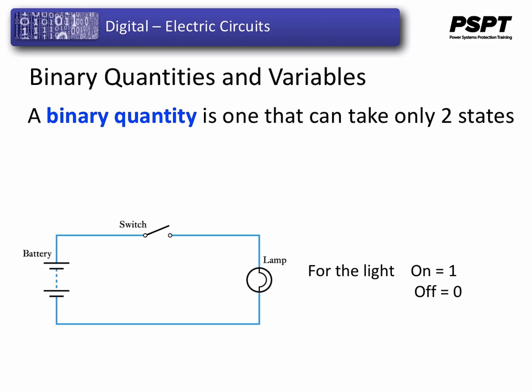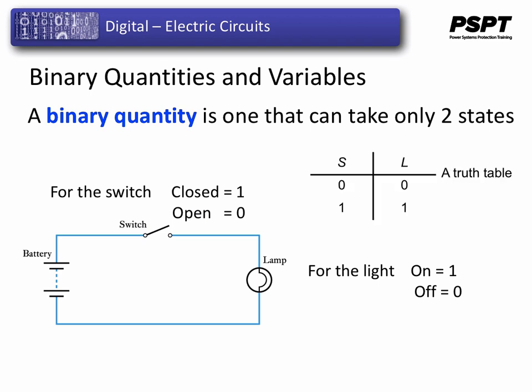We can now assign a binary number to the switch and to the light. For the light, on would be 1, off would be 0. For the switch, closed would be the equivalent of 1, open would be the equivalent of 0. And in order to analyze these binary arrangements, we devised a truth table. The truth table has an output for every possible input. So the switch can either be open or closed, can be 1 or 0, and the light would either be on or off, signified by a 1 or a 0.